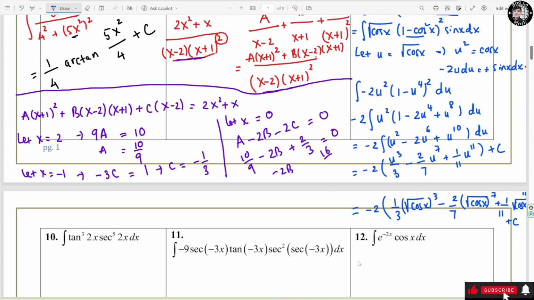So it's going to be negative 2 times 1/3. Now square root cosine s cubed can be written as square root cosine s squared times square root cosine s, so it's going to be cosine s times square root cosine s. Same thing, negative 2 over 7 square root cosine s to the 6, so it could be cosine s cubed times square root cosine s. Similarly, add 1 over 11 cosine s to the fifth times square root cosine s altogether, plus C. This one is the final answer.